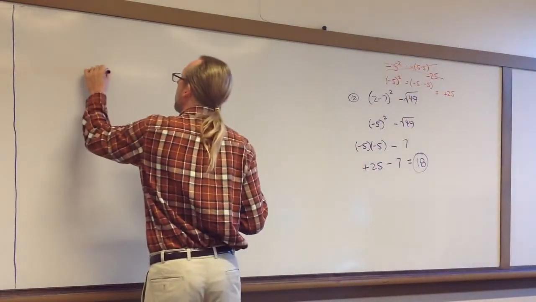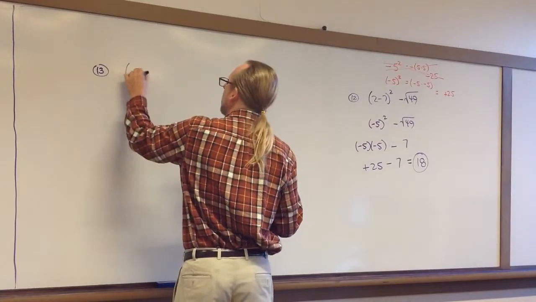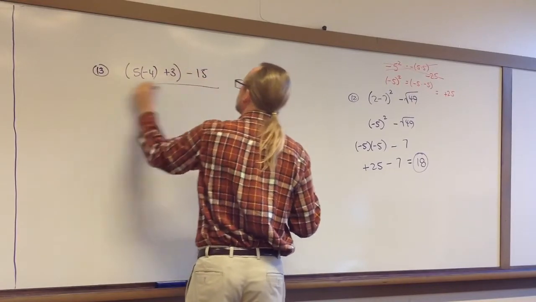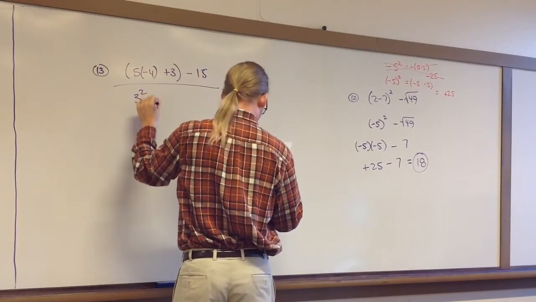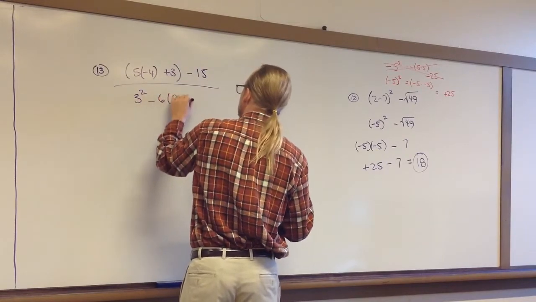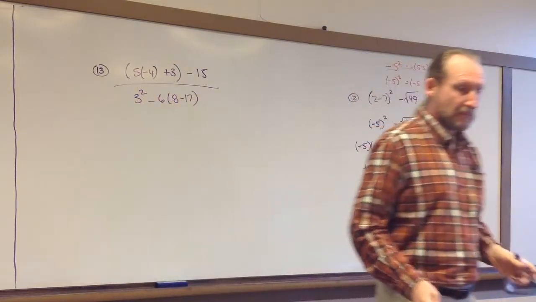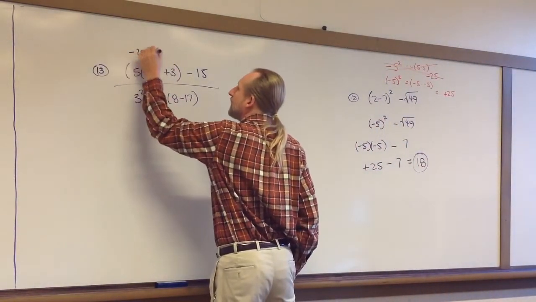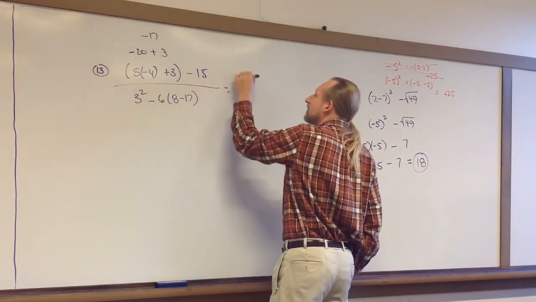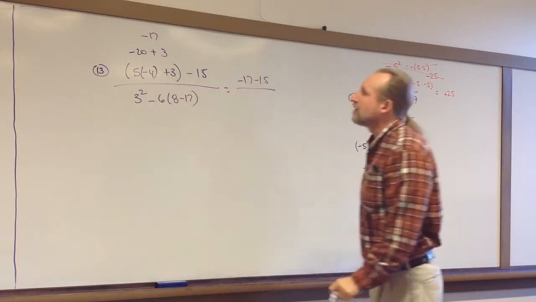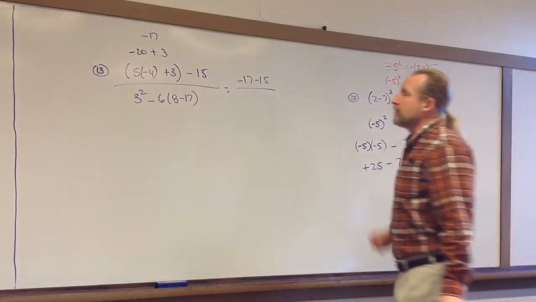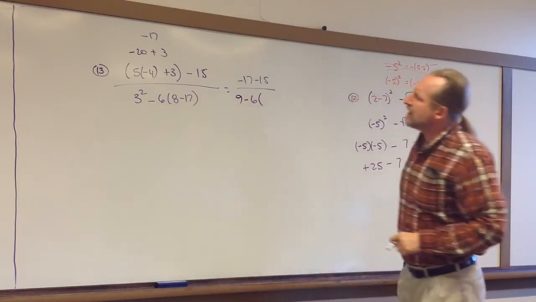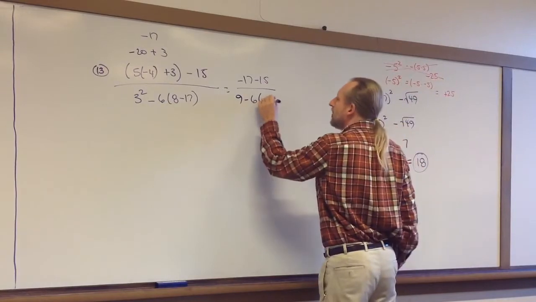Problem 13. We've got 5 times negative 4 plus 3 minus 15 over 3 squared minus 6 times 8 minus 17. So let's see. 5 times negative 4 is negative 20 plus 3 is negative 17 minus 15 on the top. On the bottom, this is 9. 6 times 8 minus 17, what is that? That's going to be negative 9.